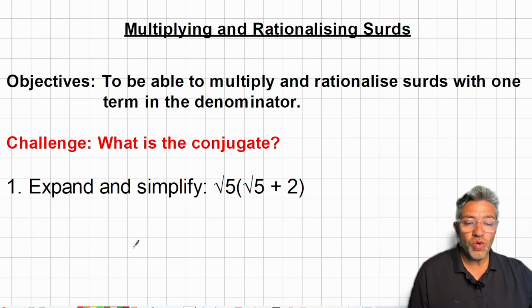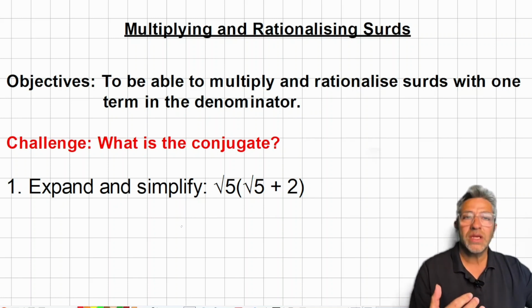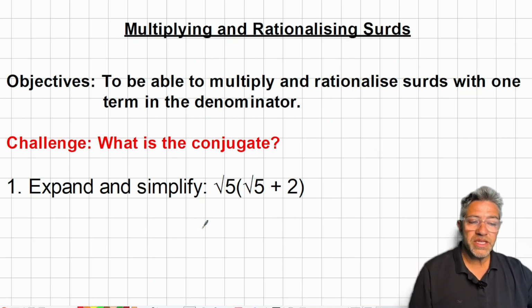Well, as always, when I say we're going to start at a low level, I always refer to a relatively low level. Surds is certainly a more challenging topic, but the questions will get progressively more difficult, challenging, as we go through our 4 questions. So in this first question, we're just being asked to expand and simplify root 5 open bracket root 5 plus 2 close bracket.